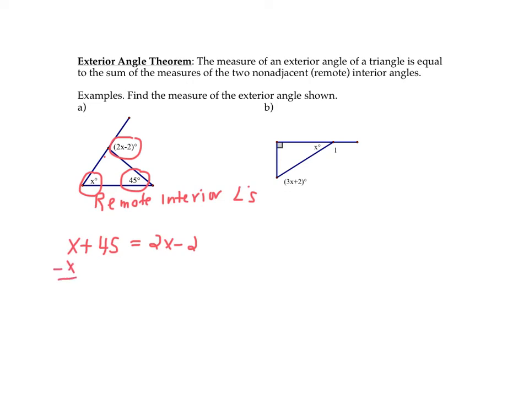So I'd probably subtract x from both sides first. And that leaves me with 45 equals x minus 2. Right? And then we want to add 2 to both sides. So we get x equals 47.